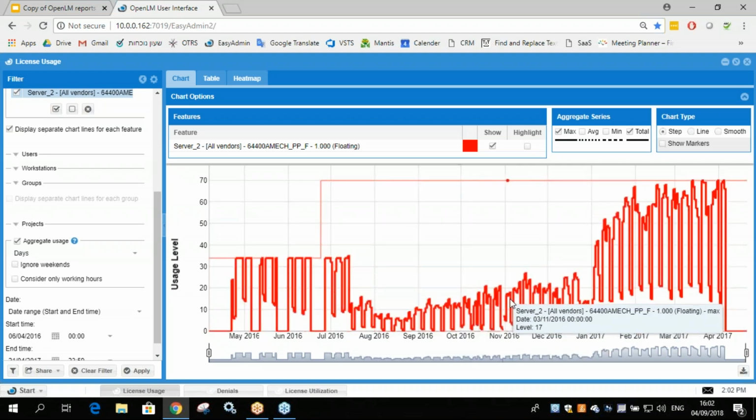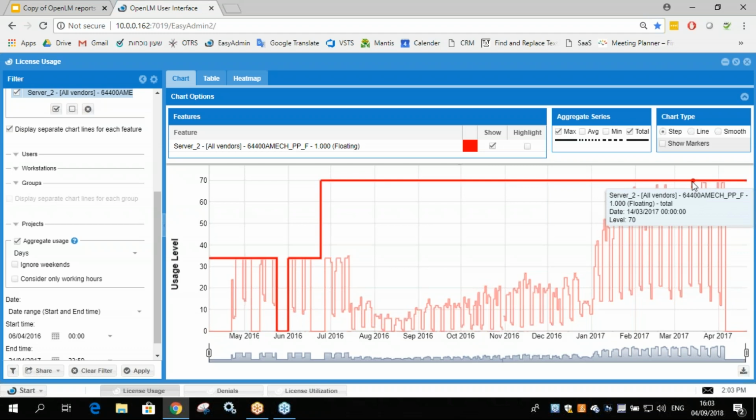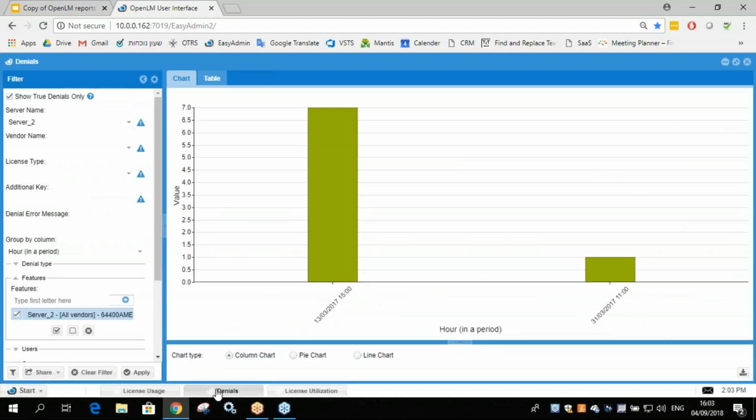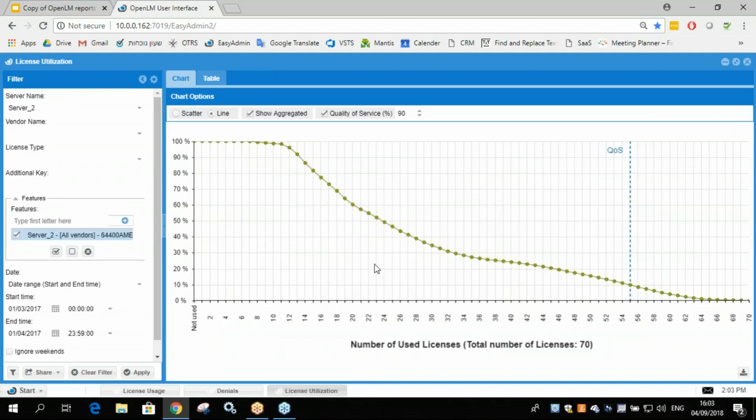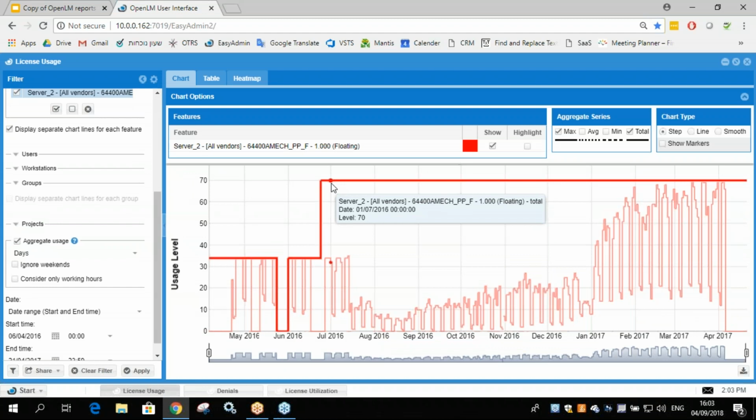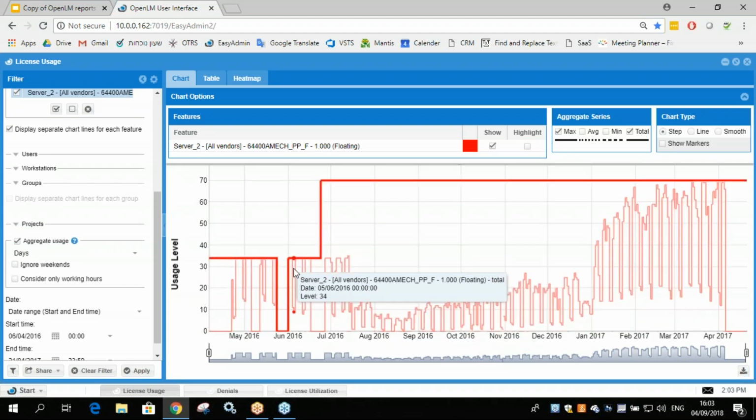Now, from here, we can see that sometimes the licenses actually get maxed out, like they do right here. When they get maxed out, we can see it in the denials report, and we see how bad the situation is. And if we want to get a number of how many licenses we actually need, then we have the license utilization report, and it can show us that we need 55 licenses in this instance. But okay, this is very broad strokes. Let's go deeper.